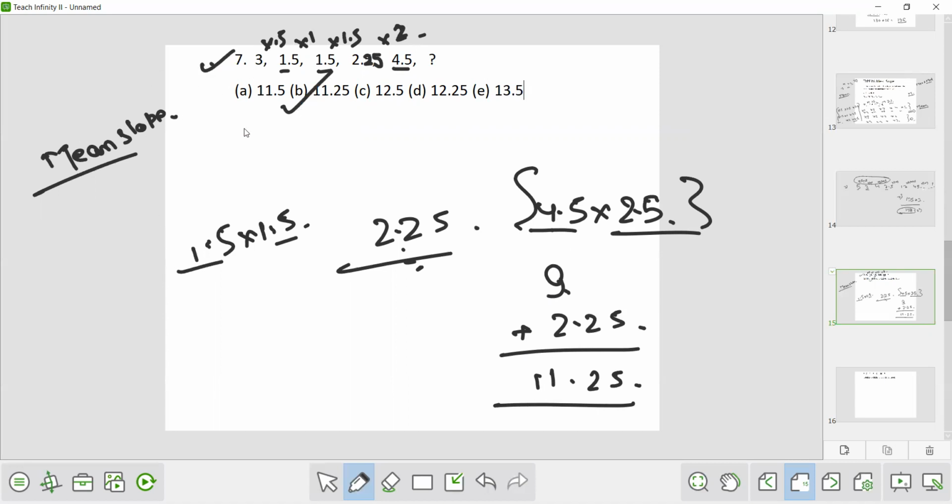So whenever you see any decimal in the series, in 99% of the cases, it will be of the nature mean slope, like something half, 1, 1.5, 2, 2.5 times will be there.